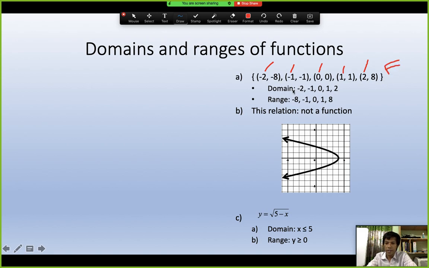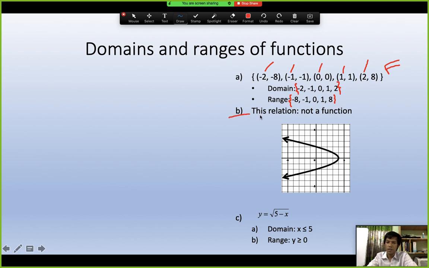And the domain is the x values. So this is minus 2, minus 1, 0, 1 and 2. Let's give a second bracket here. They are the domain, and the range is the y values. So the answer to question A, is it a function? Yes, it is a function. What are the domain? Domain is this and range is this.